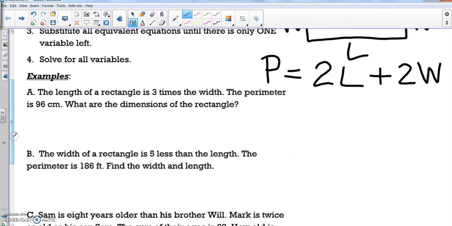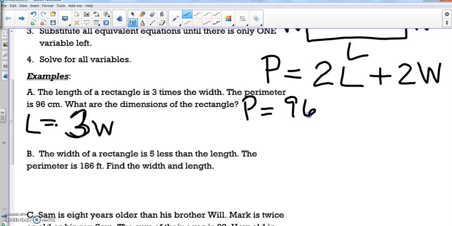Okay, so the length of a rectangle is 3 times the width. All right, so the length is, just like we were translating, 3 times the width. All right, the perimeter is equal to 96 centimeters.